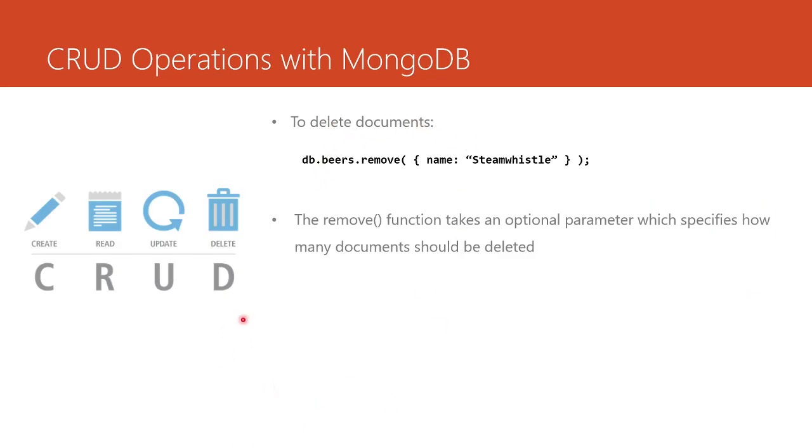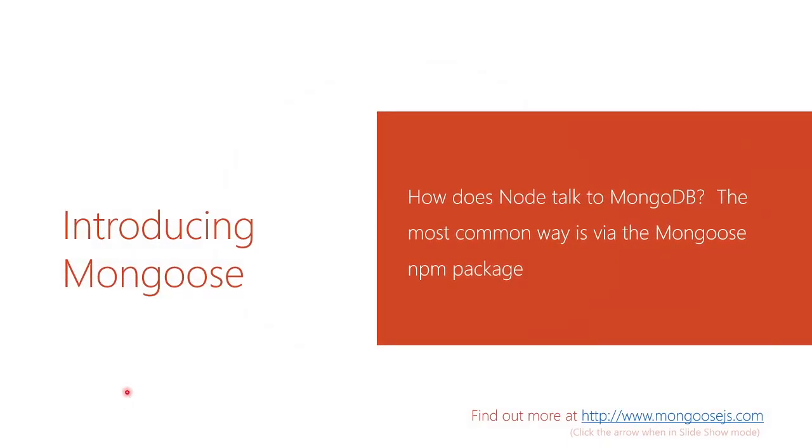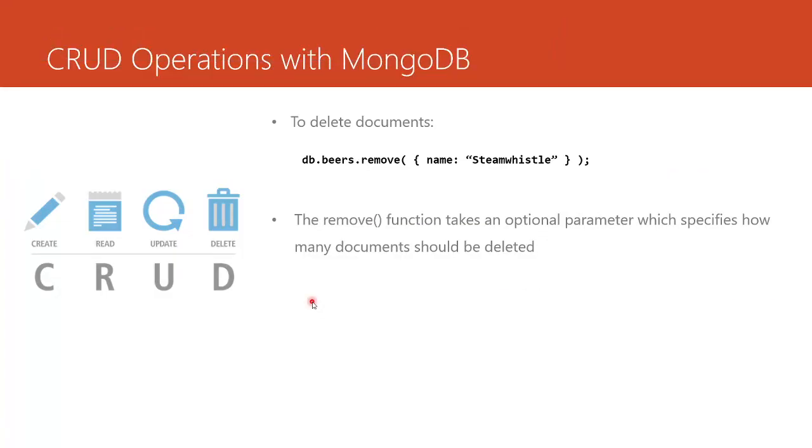Let's look at delete. Okay, delete is simply db.beers.remove. Okay, the remove function takes an optional parameter which specifies how many documents should be deleted. What's next? Okay, I'm not going to get into this yet, but we should get out of this PowerPoint stuff and head over to our Visual Studio and start getting this rolling. But I think the first thing we've got to do is probably install Mongo on our computers. So let's go ahead and start looking at that.